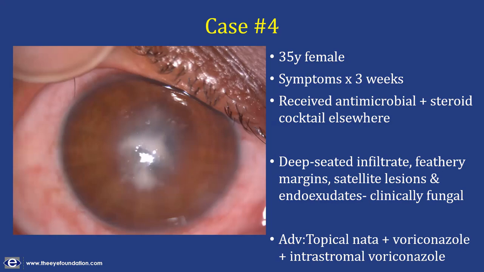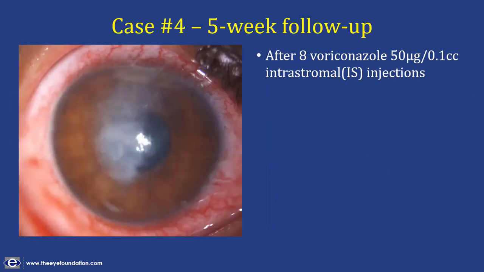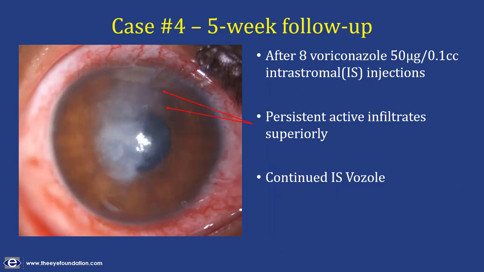And we advised intrastromal voriconazole in addition to her topical antifungals, switching off all other medications in the hopes that the intrastromal antifungal would penetrate better and go on to help resolve this ulcer. There was a definite clinical response. This was after 8 voriconazole injections administered every alternate day. But even at this point, there were a few persistent active infiltrates superiorly.